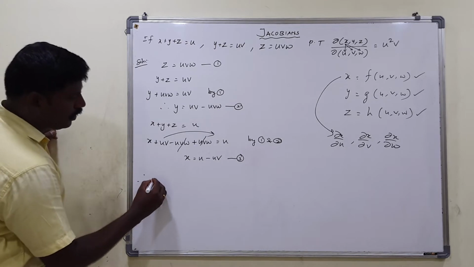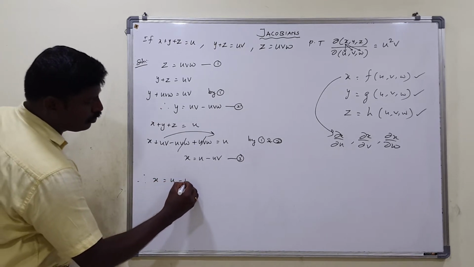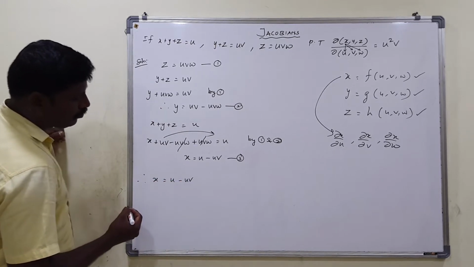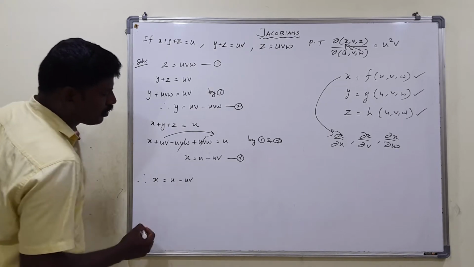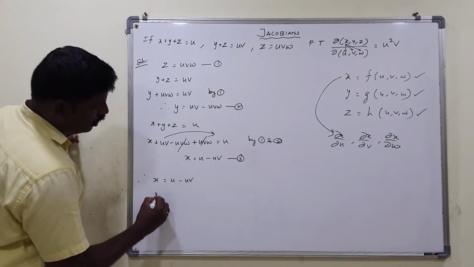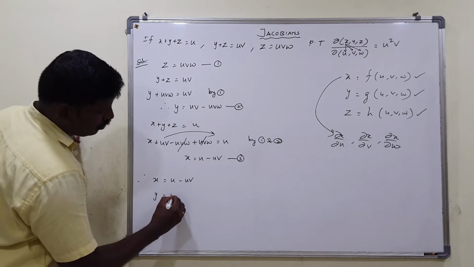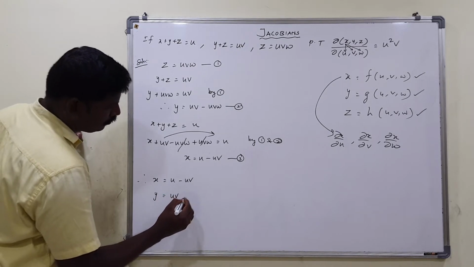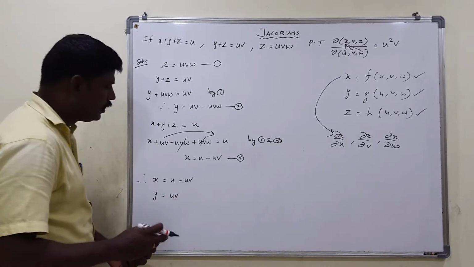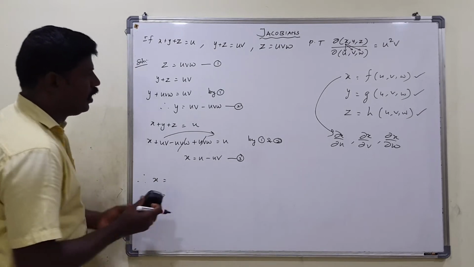Now we can write x = u - uv. Otherwise we can take u as common. y = uv, or we can simply write it by taking the common value.